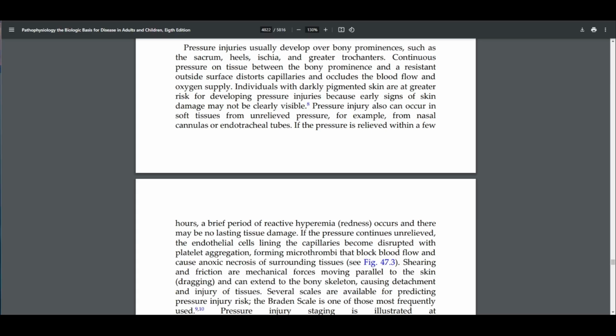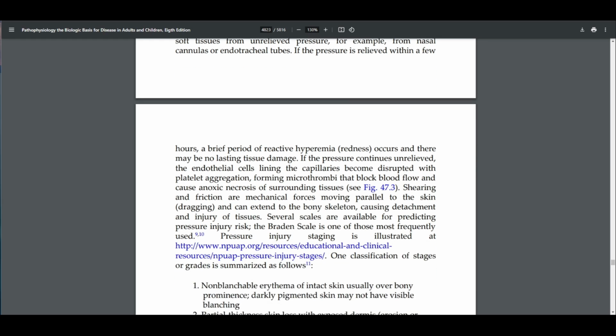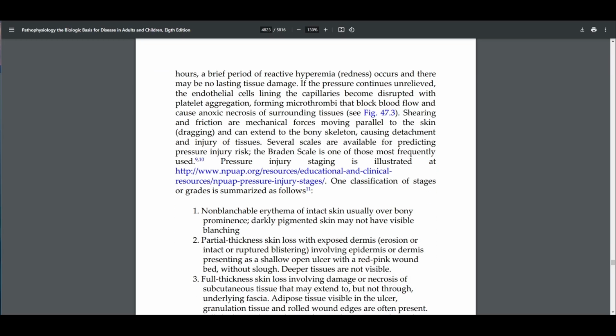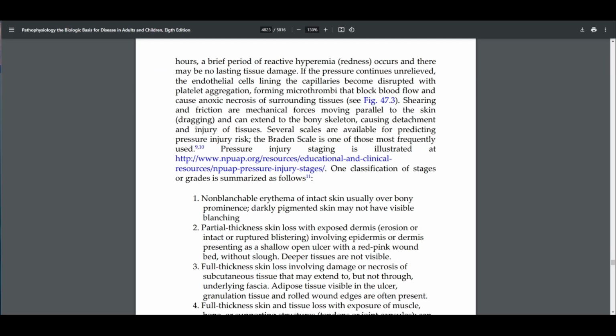Pressure injury also can occur in soft tissues from unrelieved pressure, for example, from nasal cannulas or endotracheal tubes. If the pressure is relieved within a few hours, a brief period of reactive hyperemia or redness occurs and there may be no lasting tissue damage. If the pressure continues unrelieved, the endothelial cells lining the capillaries become disrupted with platelet aggregation, forming microthrombi that block blood flow and cause anoxic necrosis of surrounding tissues.